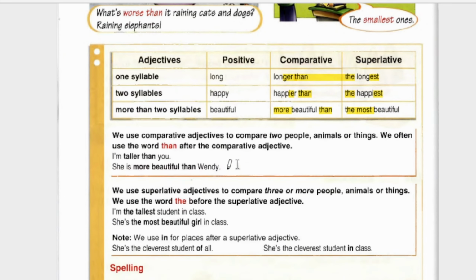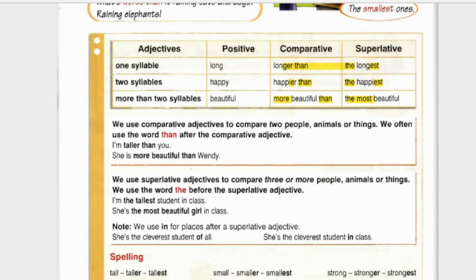Okay, so let's take a look at this writing. We use comparative adjectives to compare two people or animals or things. We often use the word than after the comparative adjective. For example, I am taller than you. She's more beautiful than Wendy.